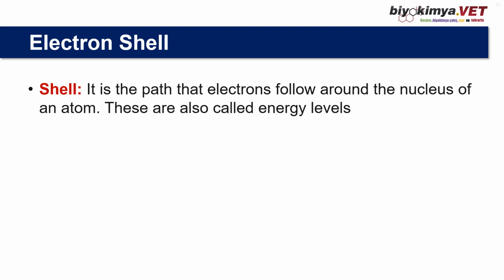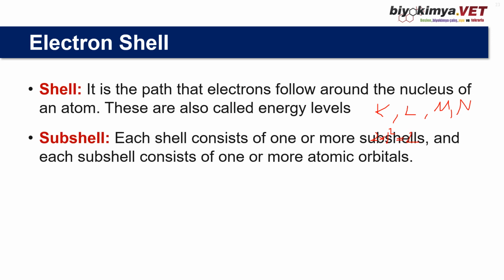The amount of energy is directly proportional to the shell number, and shell numbers are named using letters K, L, M, N, and so on. The shell with the lowest energy level is the K shell. It contains at most 2 times 1 squared, that is 2, electrons.